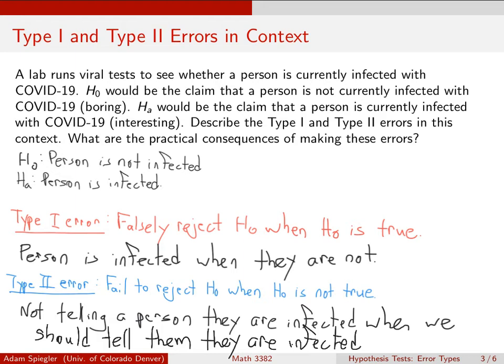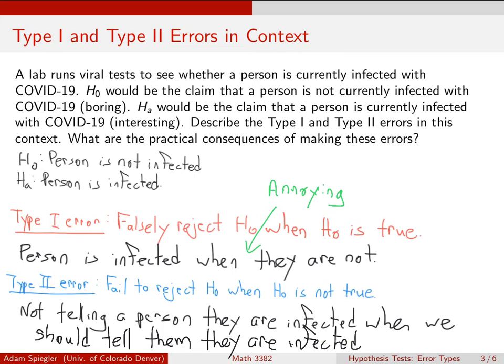And so depending on the context, it's not good when we make errors in general, but there's some balance between the type 1 and the type 2 error. So depending on the context, we might want to avoid one error more so than the other. And so if we think about this context and comparing these two errors, well, a type 1 error, telling a person that they are infected when in fact they're not infected, yeah, that's not very great for the person. They might have to quarantine themselves when in fact there was no need to quarantine themselves.